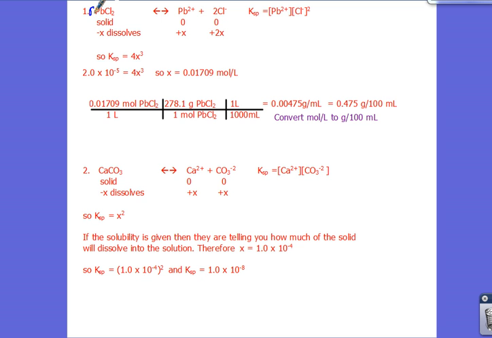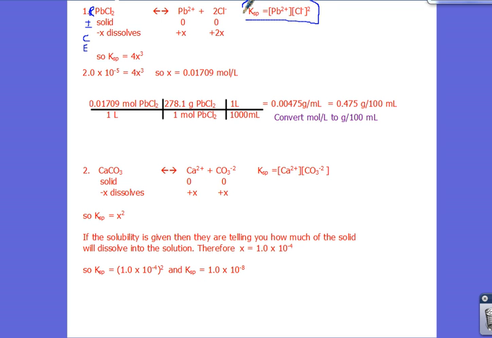So here's R, initial values, change values, and I didn't actually write the equilibrium values. I got lazy. Reaction. Lead chloride will break apart into lead and into chloride. For every one lead chloride, you get one lead and two chlorines.